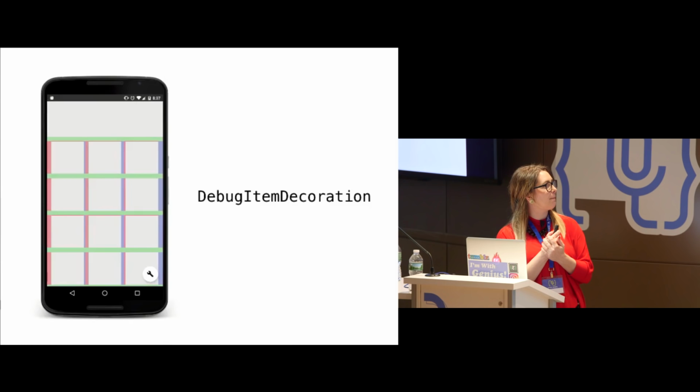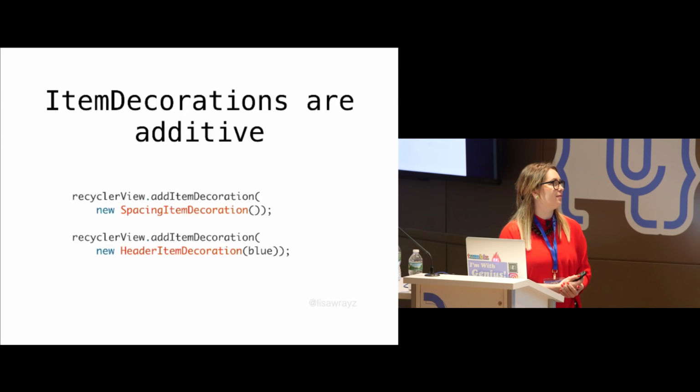More fun things is that item decorations are additive, meaning you can add lots of them, and they're influenced by what happens in the previous ones. So suppose we had the first item decoration we just wrote, which adds equal padding around the edges of all of our items, and then we add a second decoration just for our headers, which is going to draw behind them.